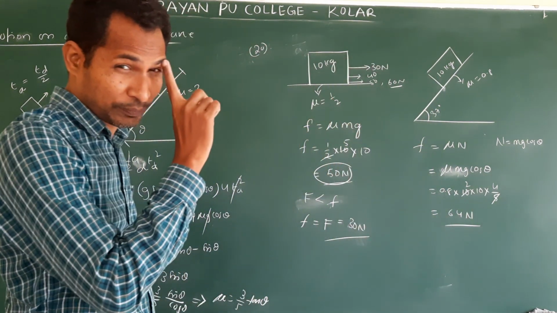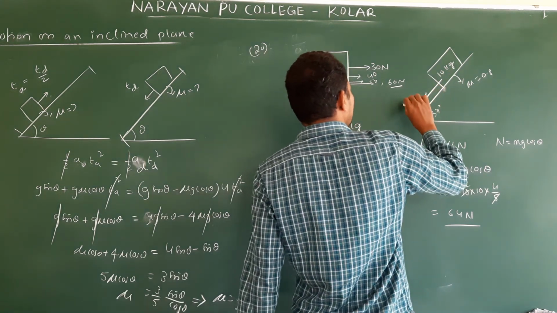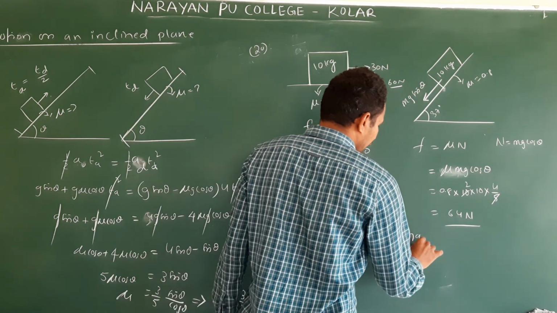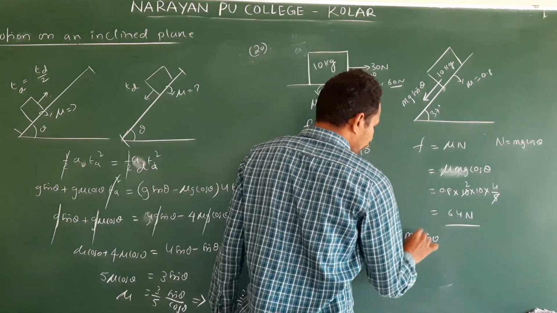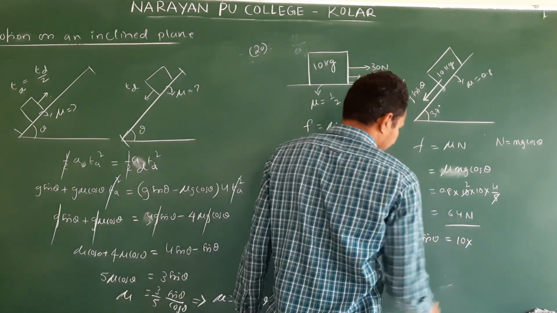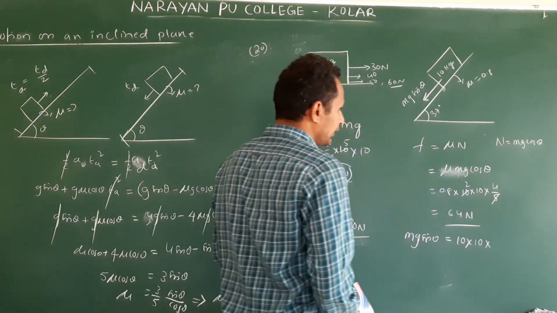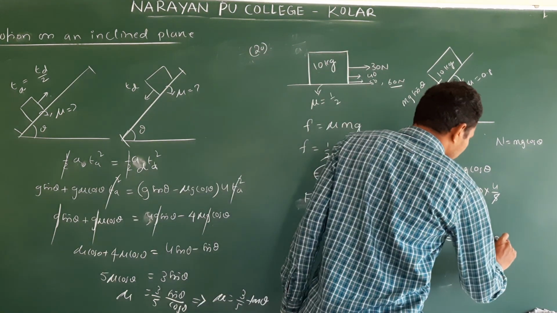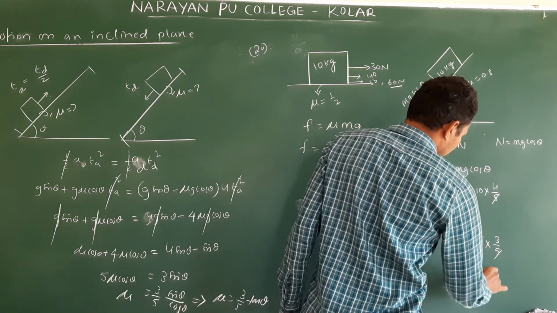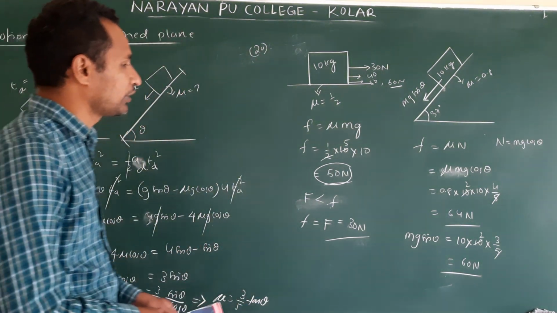Okay, this is the maximum friction. Now which force slides this object down? That is mg sin theta. mg sin theta acts along the inclined plane. This will be 10 into 10 sin 37. Sin 37 is 3 by 5. So it is 3 by 5 into 100, so it is 60 Newton. Am I correct? Sin 37, it is 60 Newton.